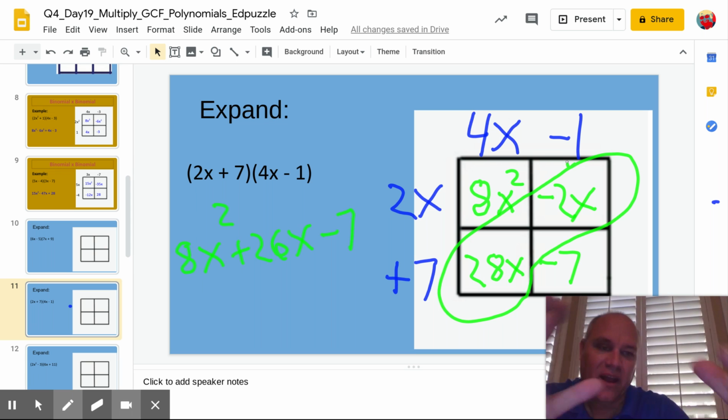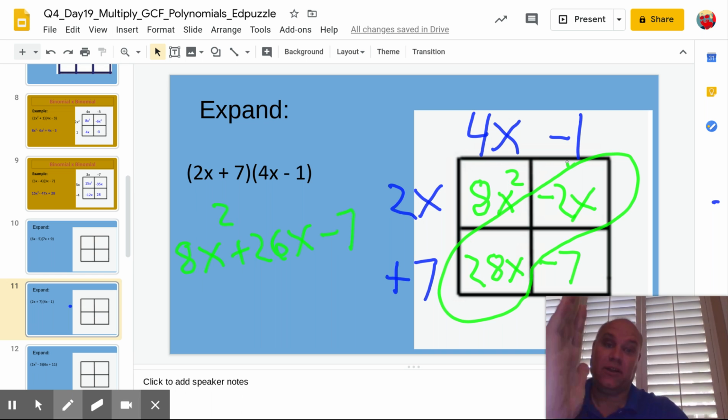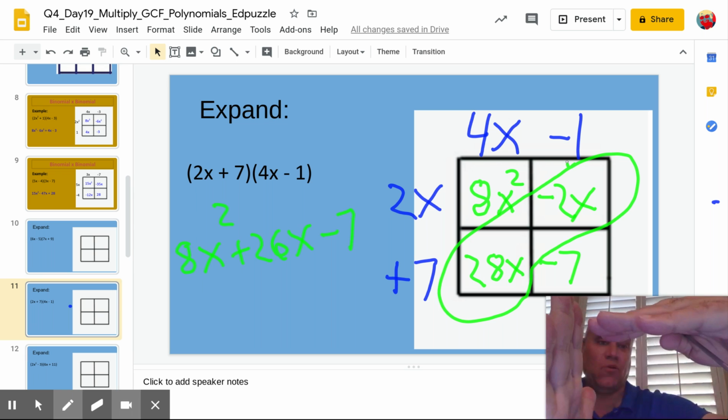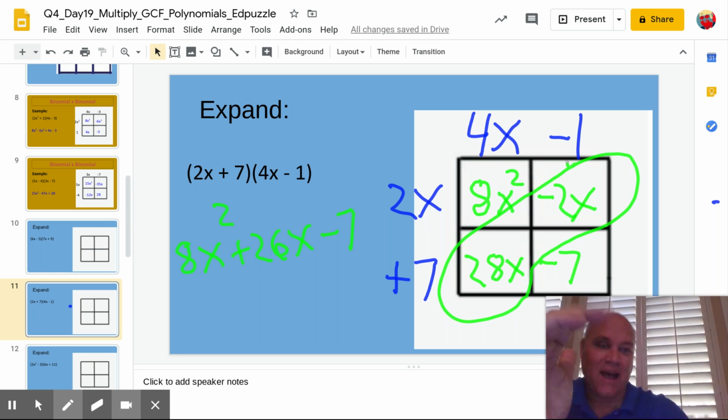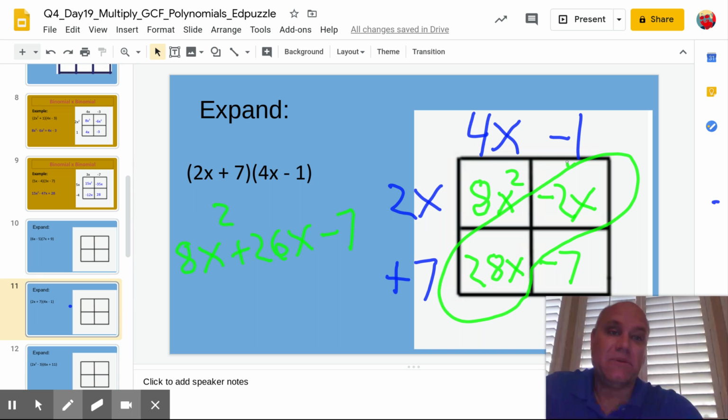So inside the generic rectangle, we just add everything up. The answer is the area of the big generic rectangle, if you will. The 2x plus 7 is one side. The other side is the 4x minus 1. Everything inside that generic rectangle is the product of multiplying the 2x plus 7 times the 4x minus 1. So we just combine like terms inside the generic rectangle.